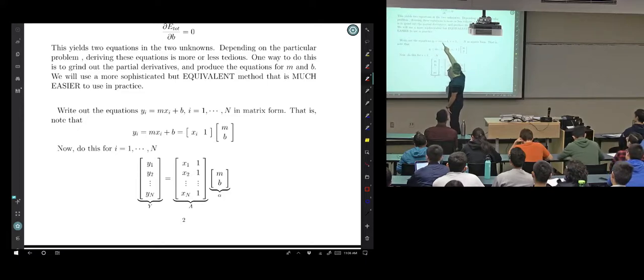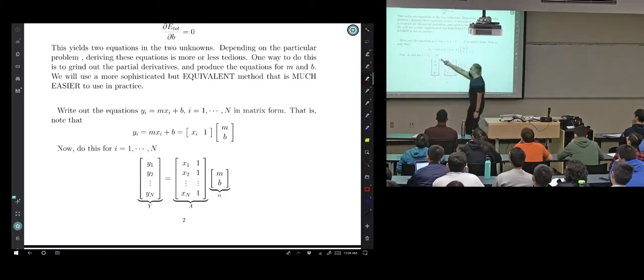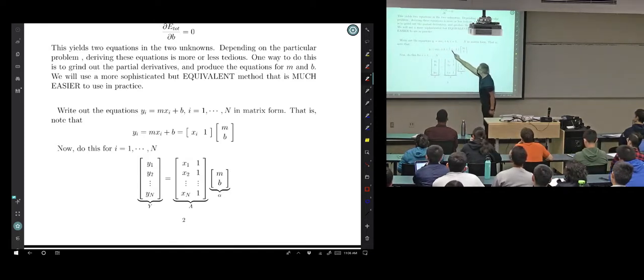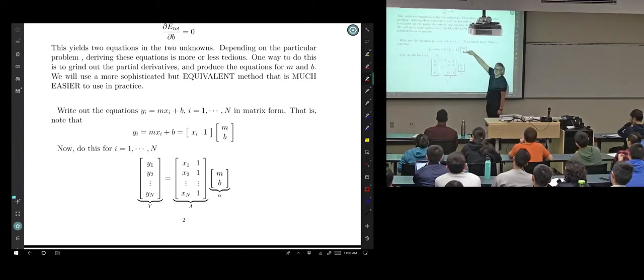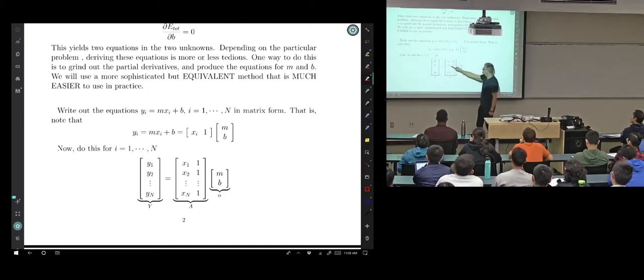Okay, so we have yi equals mxi plus b, plus really an error term over here. We're trying to minimize that error term. So just take all of our equations and rewrite them like this: yi equals [xi, 1] times my unknowns m and b. So y1, y2, through yn equals [x1, 1], [x2, 1], and so on, times [m, b]. I'm writing them in matrix form.